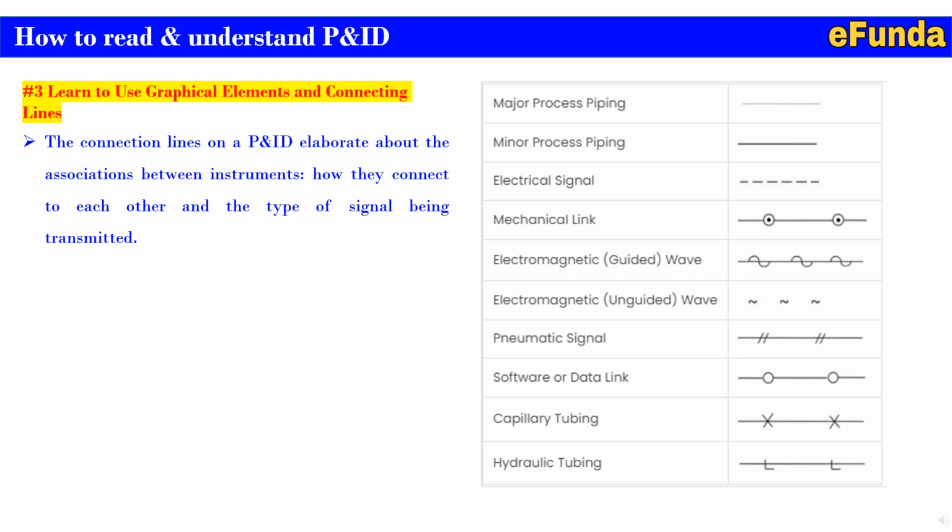electromagnetic unguided wave without line, pneumatic signal is shown with two dashes crossed across the line, software or data link, that is a serial link with two soft circles connected with one line, capillary tubing, two crosses with one typical line, hydraulic tubing, that is shown with a symbol L. For example, a solid line signifies the connection is via pipe, while a dashed line indicates the electrical transmission line, which we have seen just now.